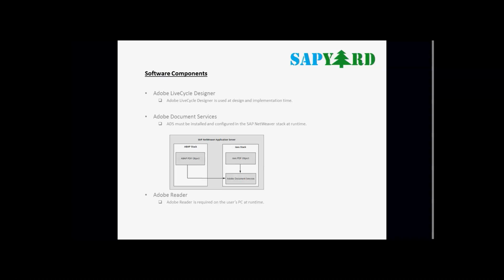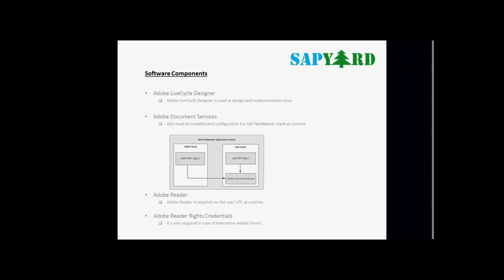And then the third important software component: we need Adobe Reader in our system to see the generated PDF. That is also required on the end user's PC as well. Apart from that, there is an optional software component where we need Adobe Reader Rights credentials. So what are Reader Rights credentials? These are a prerequisite whenever we would like to work with interactive Adobe Forms.